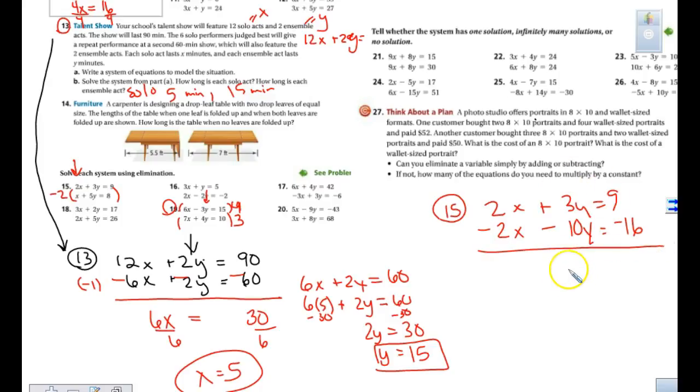So I'm adding them together. I get negative 7y. The x's cancel. And 9 minus 16, Grace, gives us? Negative 7. Negative 7. So it works out pretty nice. We get nice integers. That doesn't always have to be the case. You can get fractions as you're doing this, but y is 1.